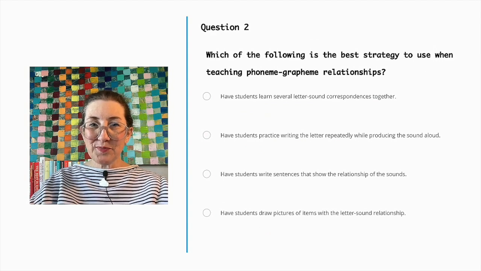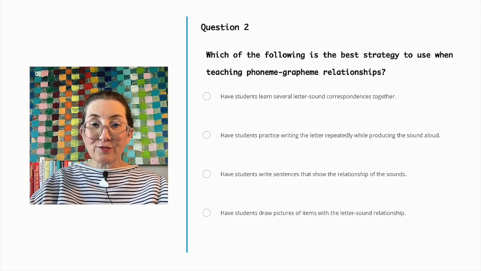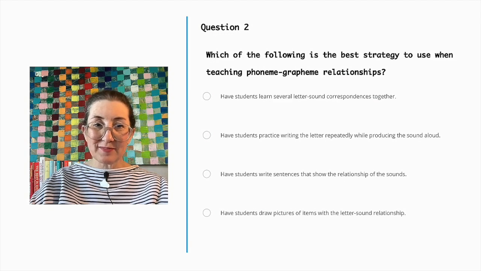Question number 2. Which of the following is the best strategy to use when teaching phoneme-grapheme relationships? Have students learn several letter-sound correspondences together. Have students practice writing the letter repeatedly while producing the sound aloud. Have students write sentences that show the relationship of the sounds. Or have students draw pictures of items with a letter-sound relationship.